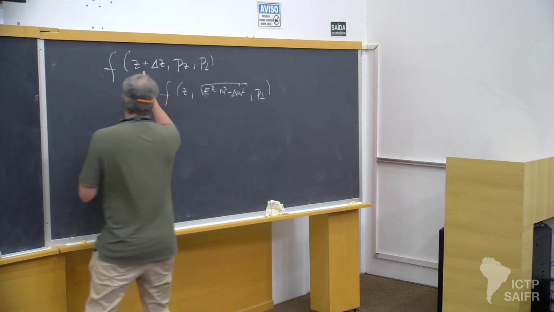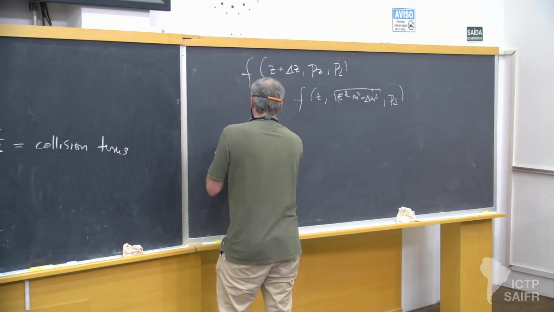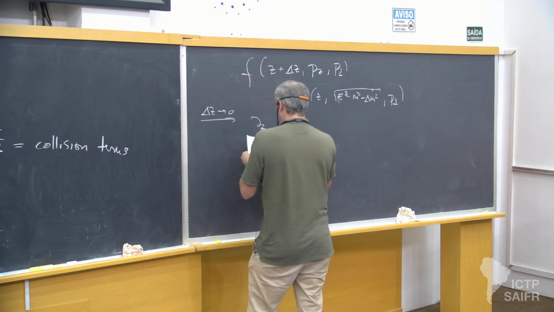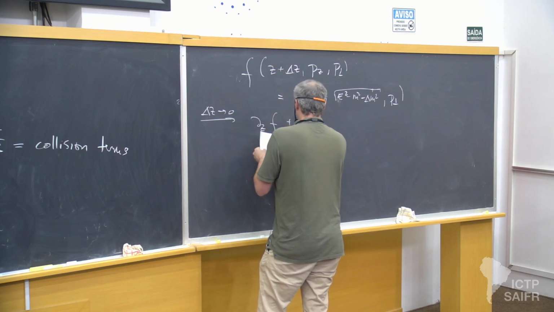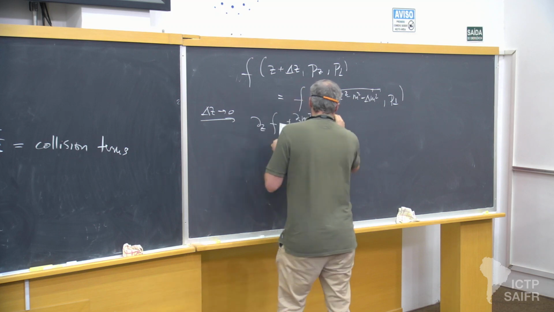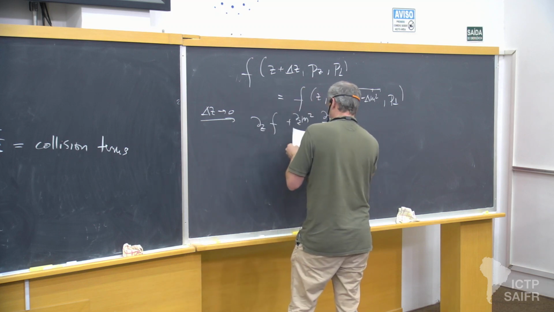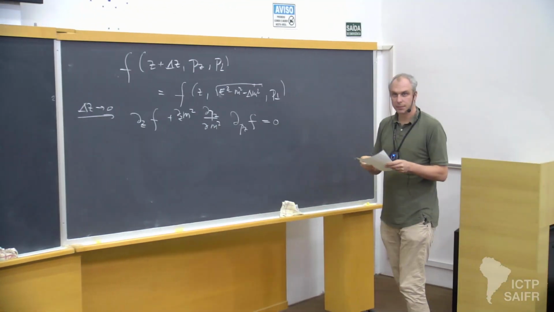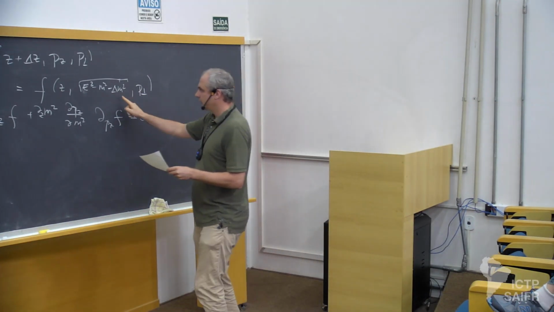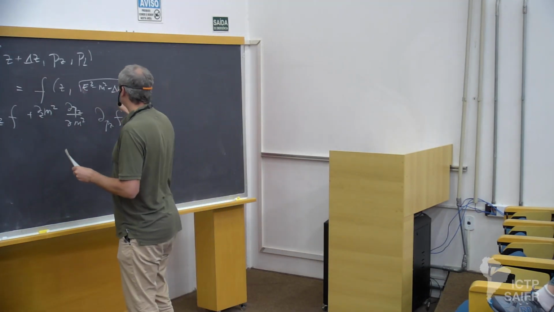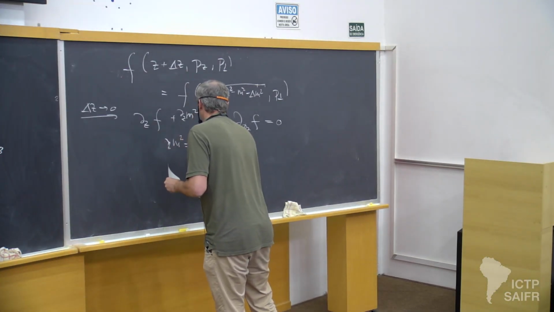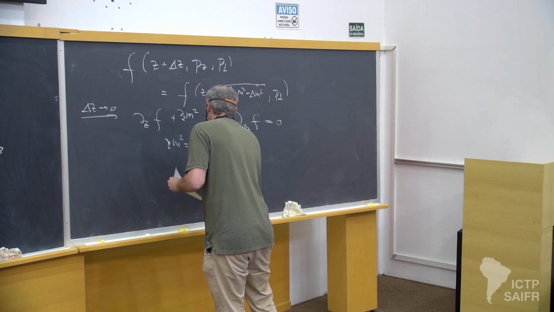Okay, so now we can go to the case where delta z is really small, so this is basically dz going to 0, and we find that the z derivative of f plus the z derivative of m squared times dPz over dm squared times the Pz derivative of f will be equal to 0. Okay? So the only thing I did here is I expanded in delta z, I expanded in delta m squared, and used that the z derivative of m squared is delta m squared divided by delta z. Okay.